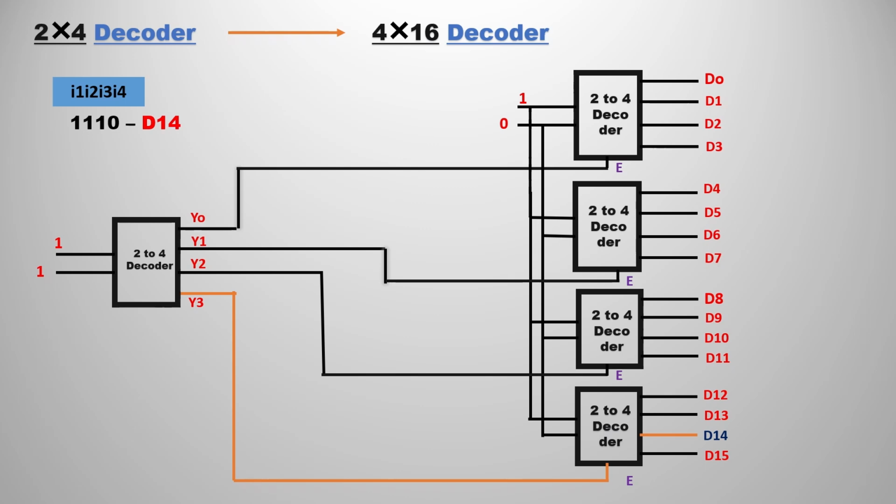So if you observe, 11 means the fourth line will be selected, that is Y3. So fourth line means the fourth decoder has to be selected. So the fourth decoder is successfully selected. In the fourth decoder, the inputs are 10. 10 means 2. So 2 means what? The third line, D0, D1, D2, like that only we will take. So the third means that D14 will be selected. So that is the required thing that we are waiting for. So I hope you understood this conversion.